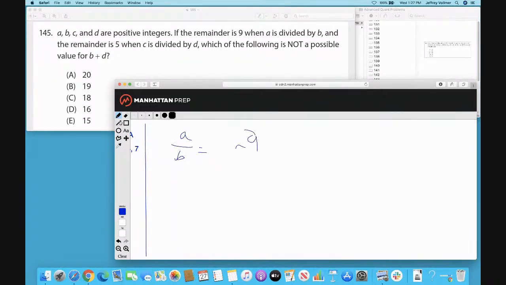So what that tells me, in real language, is that A is 9 more than a multiple of B. I don't know if that's real language. The remainder is 5 when C is divided by D. That tells me C is 5 more than a multiple of D. Yeah, I need to get the autocorrect off on here. Which of the following is not possible for B plus D? Not possible.